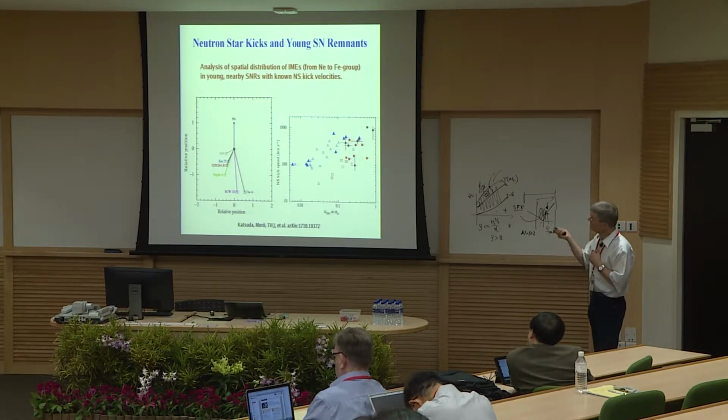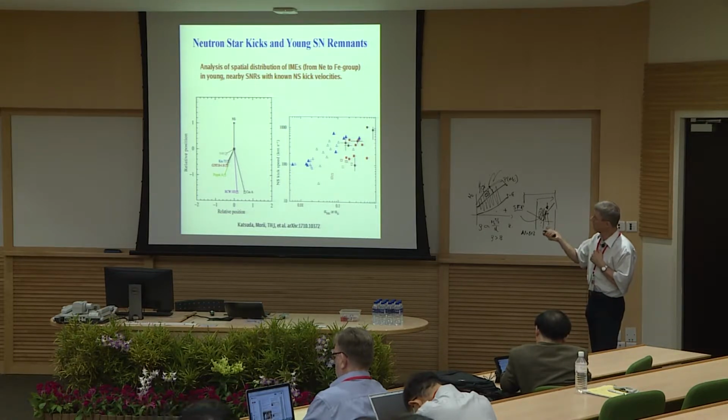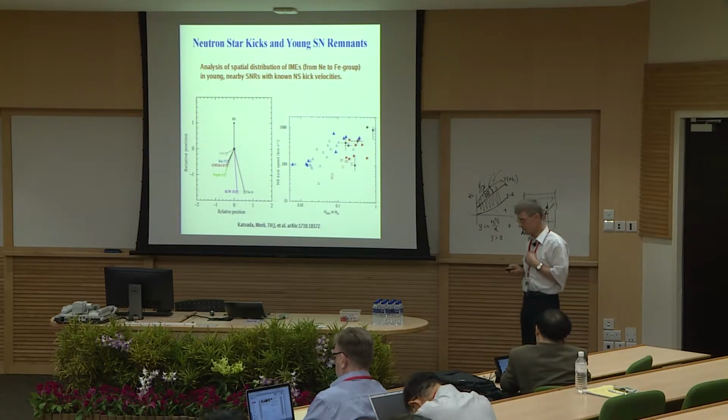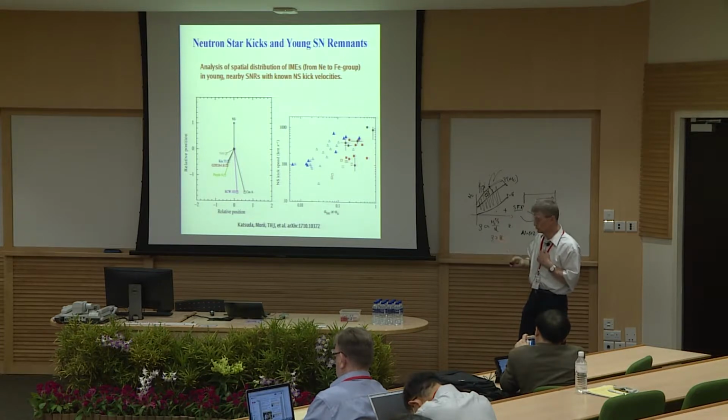We have also even a comparison of the asymmetry of this distribution and the neutron star speed. So there's a correlation which we predicted from the theoretical side, and the data from the remnant observations seem to be compatible with this prediction of a correlation of the asymmetry of the intermediate mass element distribution and the neutron star kick.